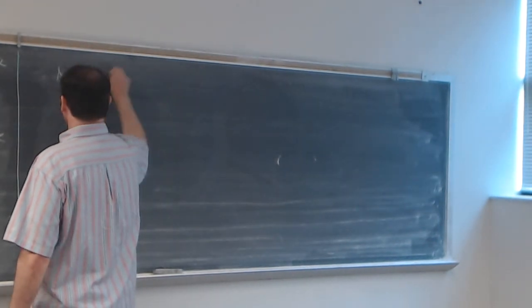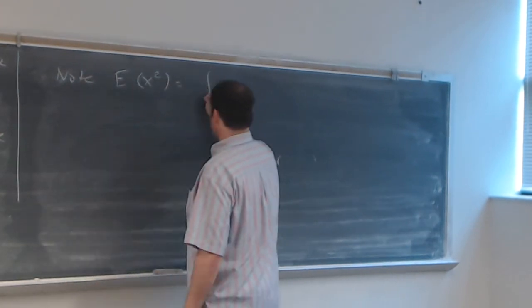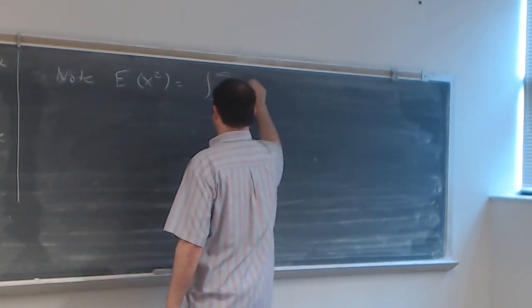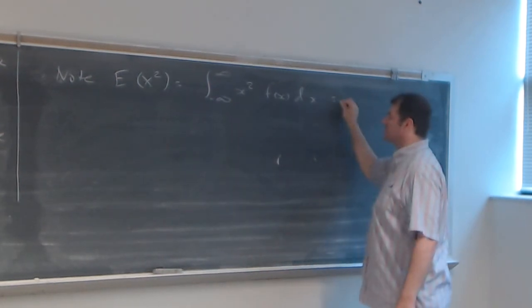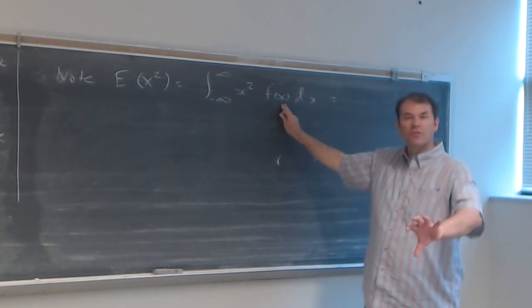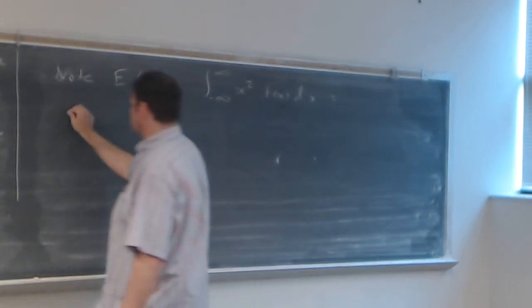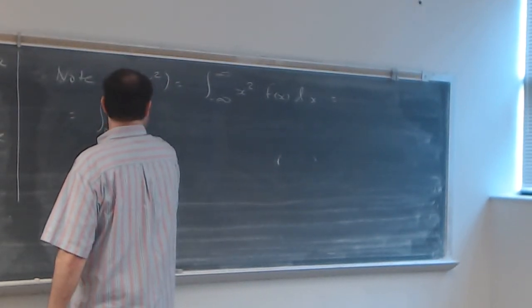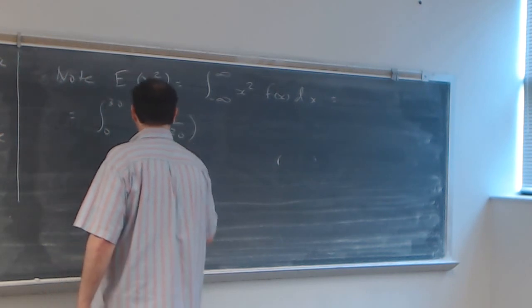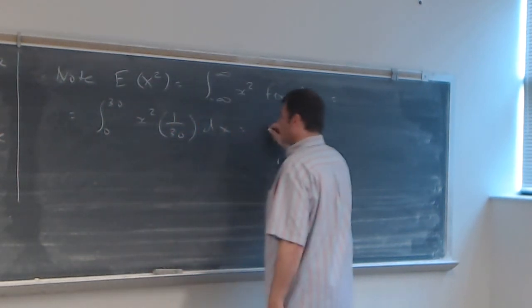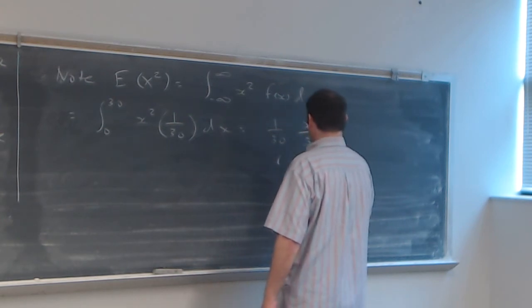Note, the expected value of x squared is equal to the integral from minus infinity to infinity of x squared times f of x dx, which is equal to, and our f of x was 1 over 30 only between 0 and 30, and everywhere else it was 0. So this is the same thing as the integral from 0 to 30 of x squared times 1 over 30 dx. That ends up being 1 over 30 times x cubed over 3, evaluated from 0 to 30.